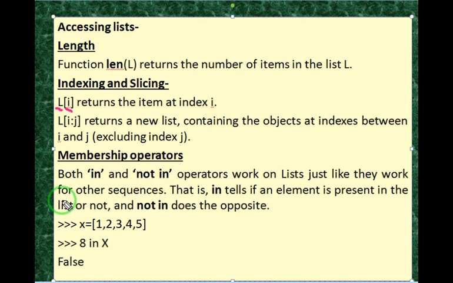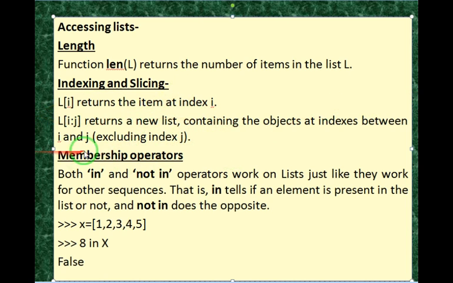If you want to extract values in a range, I will use L[i:j]. Here i specifies the starting index and j means the end index. It returns a new list containing the objects at indexes between i and j, but it will not display the value present at index number j. About this I will be telling you in the coming videos with examples also.